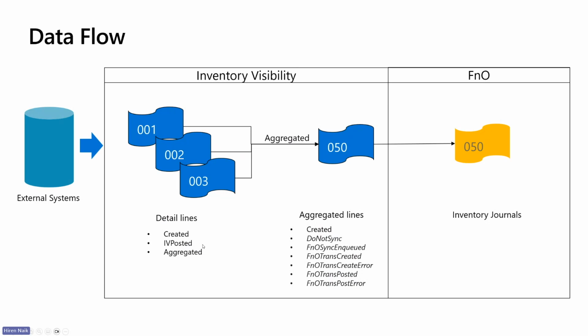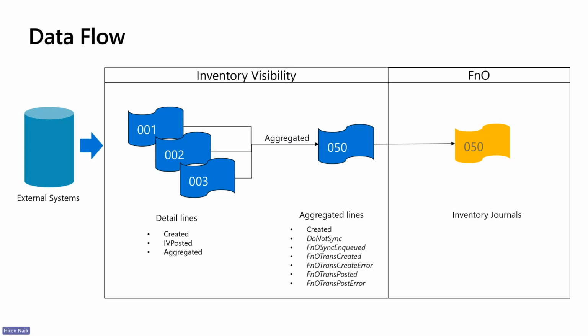and then the aggregation rules apply, and it will aggregate the transactions so that the details line status will change to aggregated. Once the lines are aggregated, you will have another view to look at it. It's called the aggregated view, and each aggregated line also maintains a specific status. So when the aggregated line gets created, the status would first be created. If you have for some reason not enabled the sync between the inventory visibility service and Dynamics 365 SCM, then this aggregated line will turn into the status not sync.